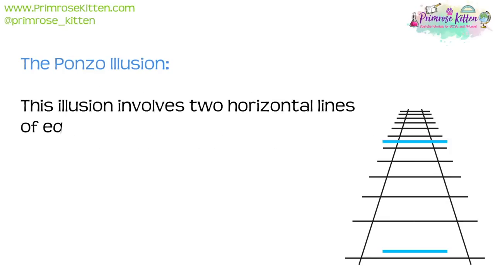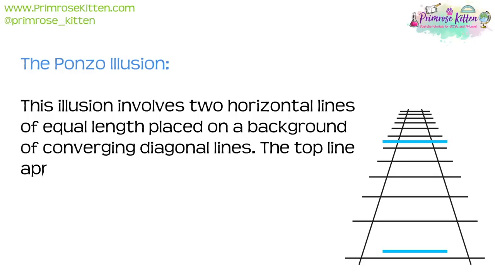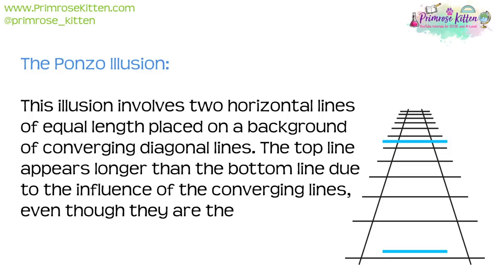The Ponzo illusion. This illusion involves two horizontal lines of equal length placed on a background of converging diagonal lines. The top line appears longer than the bottom line due to the influence of the converging lines, even though they are the same length. You can see this here with the two blue lines.